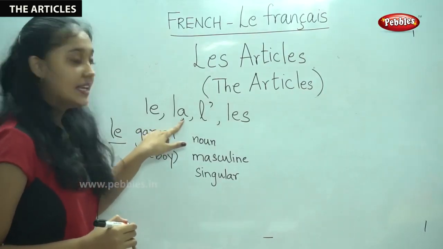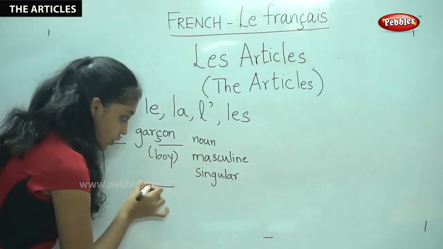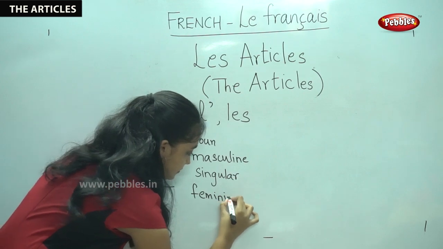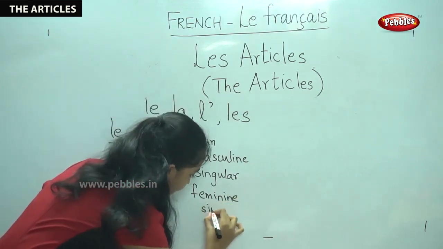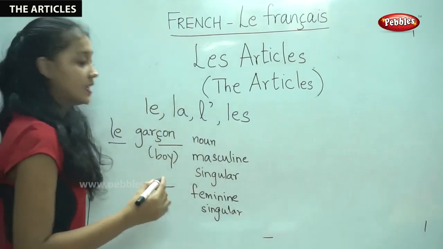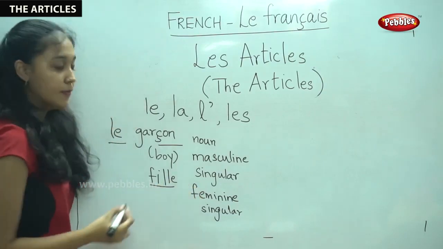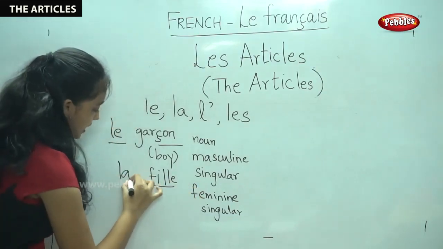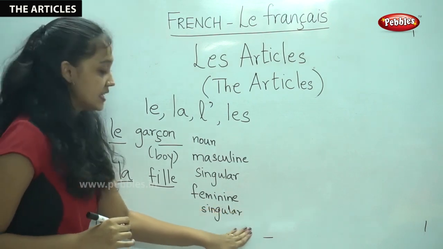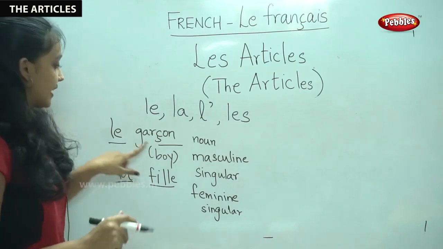Similarly, the word la, the article la, is placed before a noun that is feminine singular. For example, the girl. Fille. Before fille, you place the word la because fille is feminine singular. Did you understand that? I'll repeat it once again.